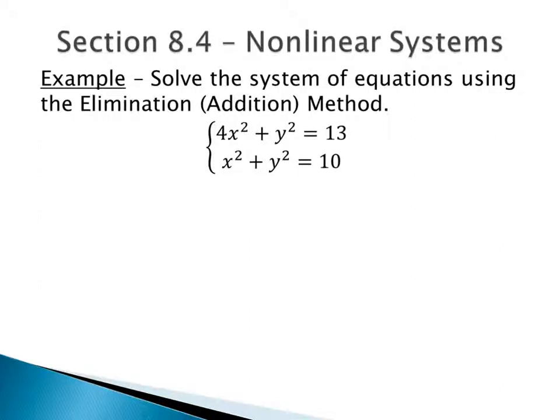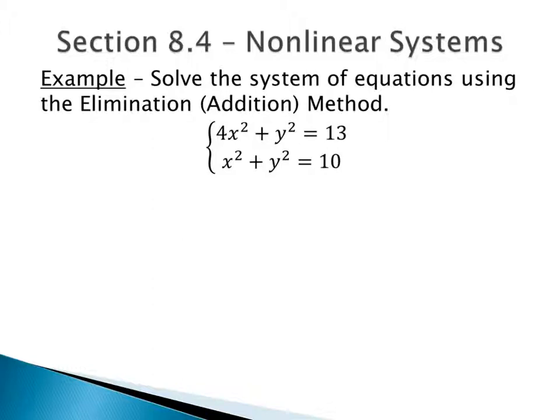In this video, I just wanted to walk through an example of how and when to use the elimination or addition method when we're given a system of nonlinear equations. So in this case, we can see, if nothing else, that we have a 4x squared in the first equation, an x squared in the second equation, a y squared in the first equation, and a y squared in the second equation. The fact that we have like terms that we can line up between the two equations means that it might be a better idea to use the elimination or addition method.